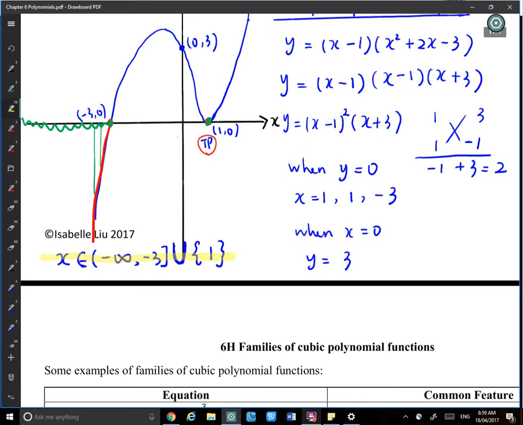Okay, any questions? I only put one example here because we have learned how to solve quadratics, and I think you know how to solve quadratic inequality. For cubic inequality, you just need to know how to sketch the graph and choose the correct part.